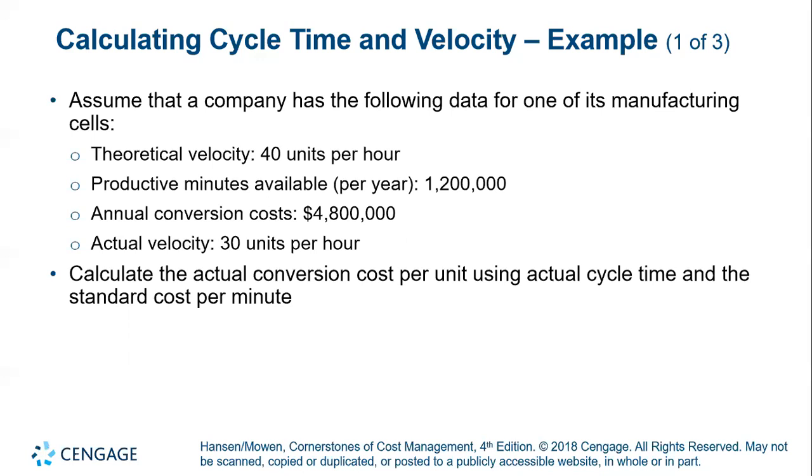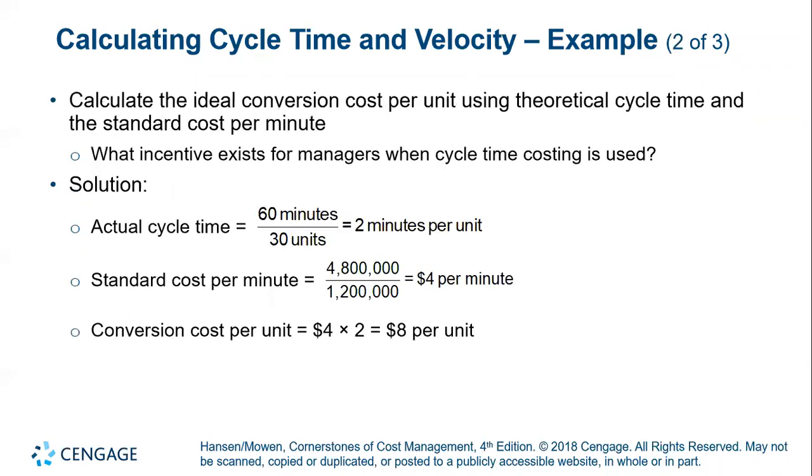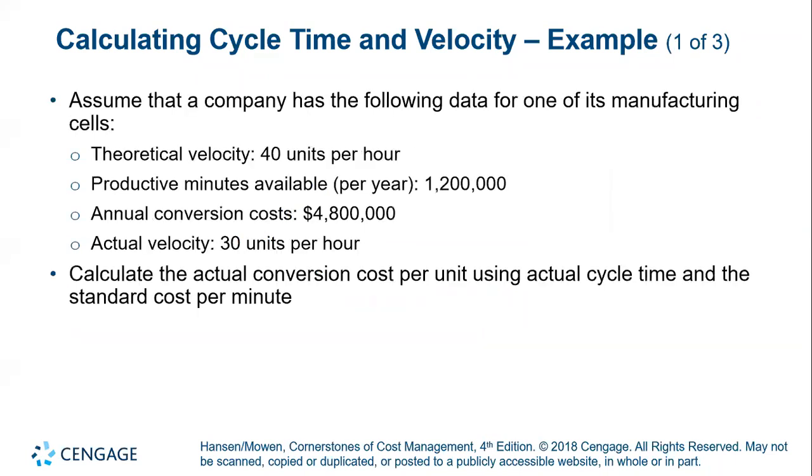So we are going to determine the actual conversion cost per unit using the actual cycle time and the standard cost per minute. Then calculate the ideal conversion cost per unit using theoretical cycle time and the standard cost per minute. What incentive exists for managers when cycle time costing is used? So the actual cycle time is 60 minutes divided by 30 units per hour.